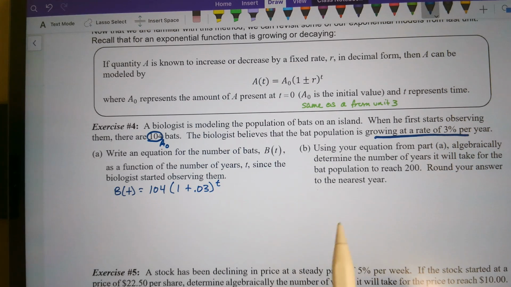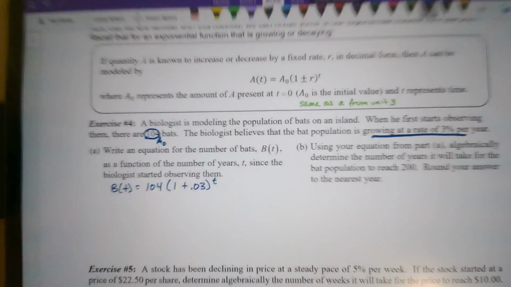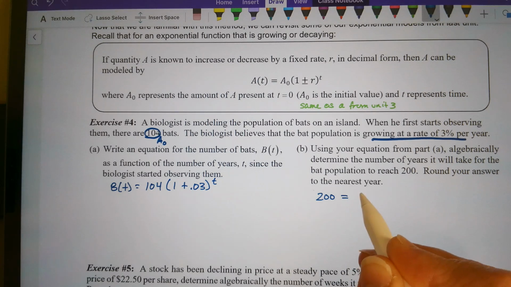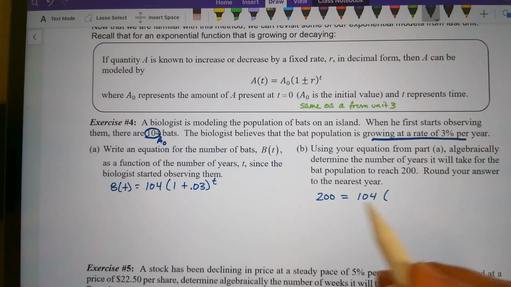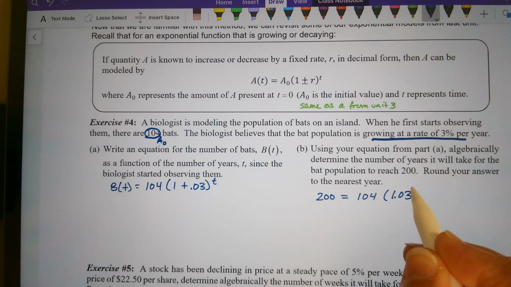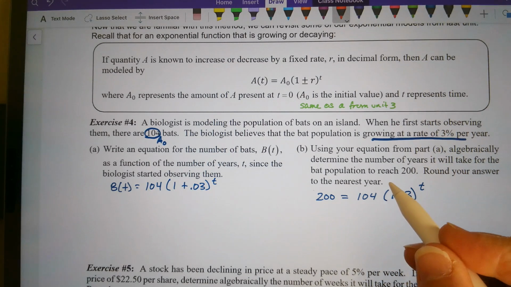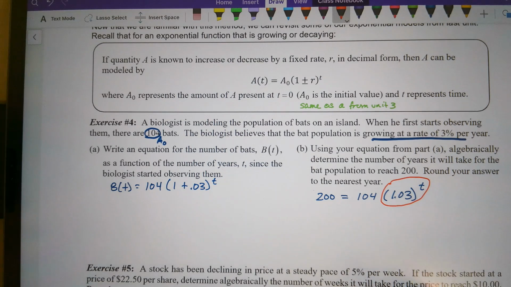All right, that's done. Using your equation from A, algebraically determine the number of years it will take for the bat population to reach 200. So an output of 200. Replace B of t with 200. 1 plus 0.03 is simply 1.03. And we need to find t. Okay, so this is where t is our exponent. We want to get our base and exponent by itself and then switch to log form. All right, so we have 104 times that, divide by 104.